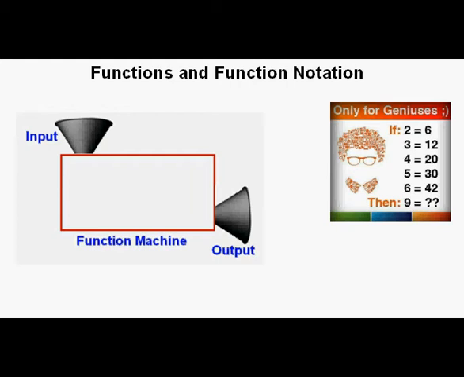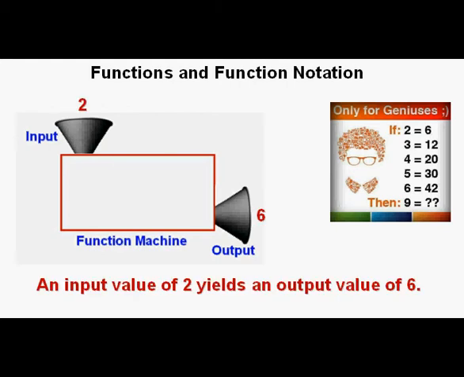So for this relation in the graphic, if we have an input value of 2, the output value is 6. An input value of 3 generates an output value of 12. An input value of 4 gives us an output value of 20. An input value of 5 gives an output value of 30. And finally, an input value of 6 gives an output value of 42.